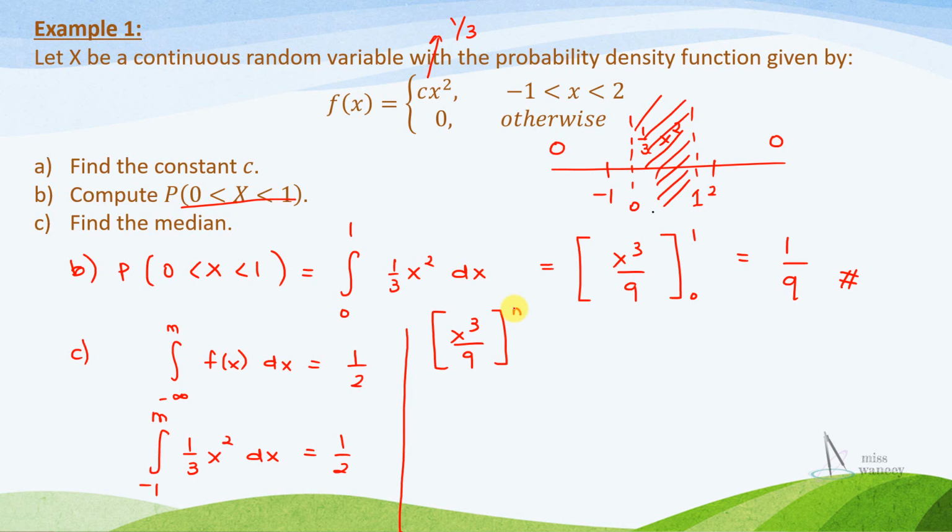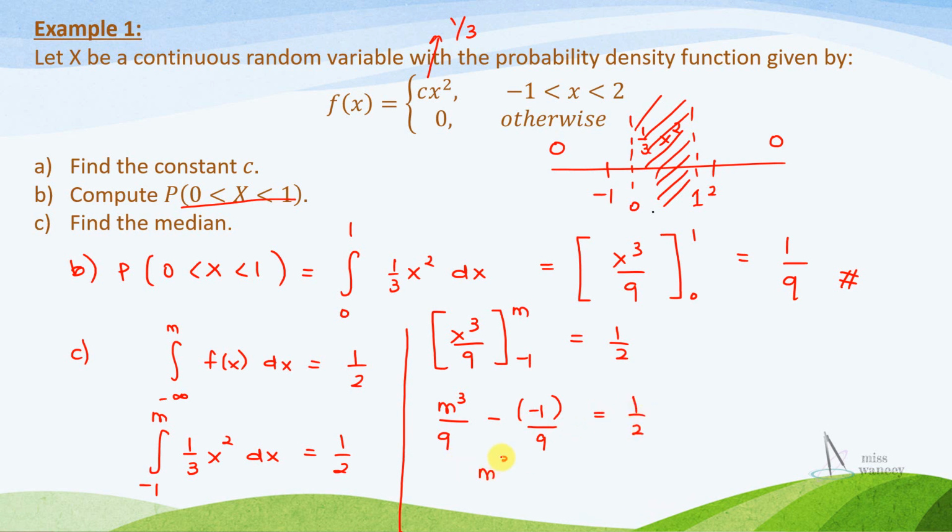So the upper function is m, the lower function is negative 1, and this should be equal to 1 over 2. So substitute the upper function: m cubed over 9 minus negative 1 cubed over 9, so this is m cubed plus 1 over 9, equal to 1 over 2.